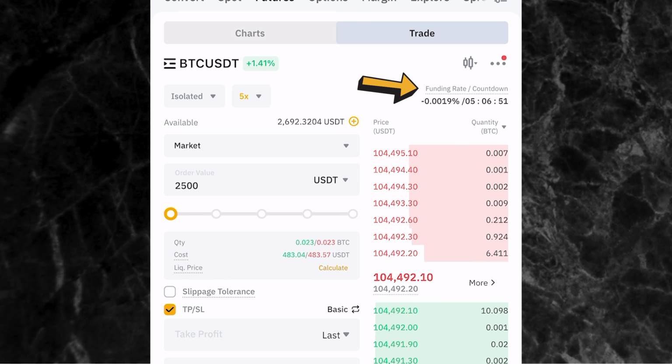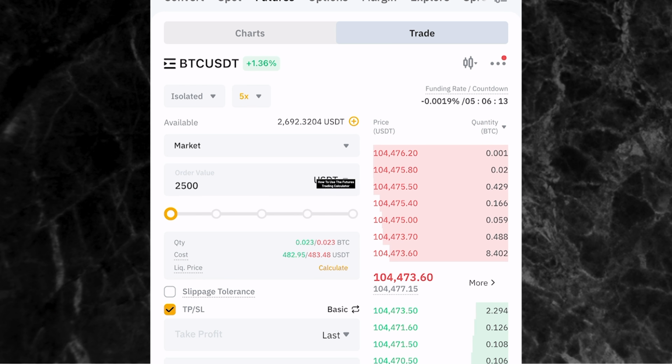So that means that for the next 5 hours, 6 minutes and some seconds, anybody who is shorting this market right now will be paying this percentage, which is 0.0019% as a fee for the trade. I hope you understand. So after 8 hours, it changes. So it changes every 8 hours. So maybe after 8 hours, it changes to a positive percentage. That means that from that time, anybody who is taking a long position will be paying that percentage as a fee. So it's as simple as that.